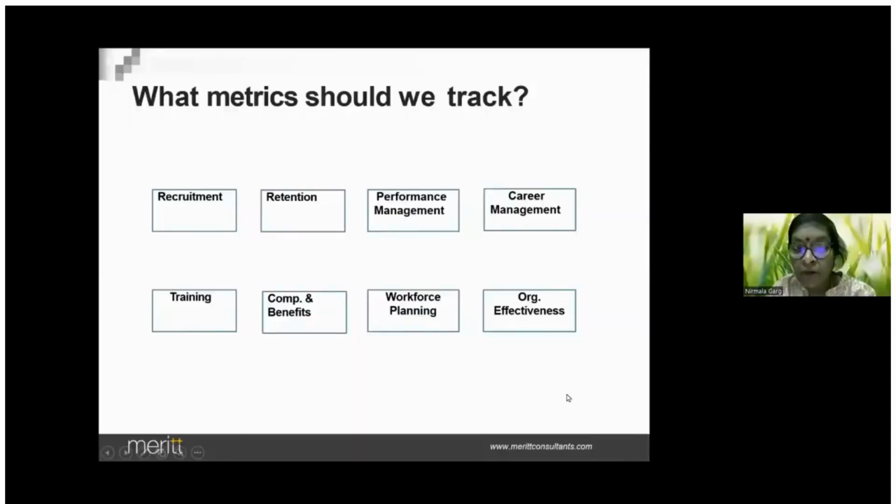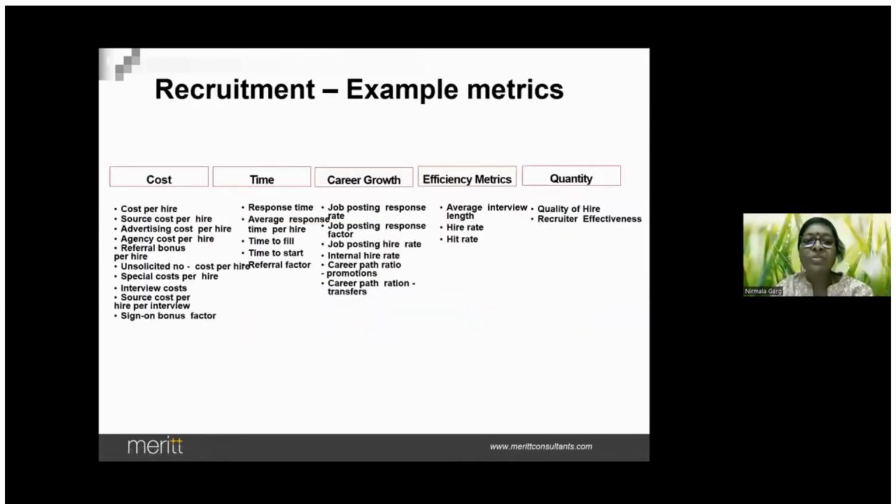So when we are talking about metrics, whether it is recruitment, retention, etc., we can talk about all these things, and lead and lag indicators or metrics for every process. Just an example for recruitment: cost, source, advertising cost, referral bonuses, interview costs, sign-on bonus. And time also you can look at: time to fill, time to start, response time. Efficiency metrics, quality, etc.